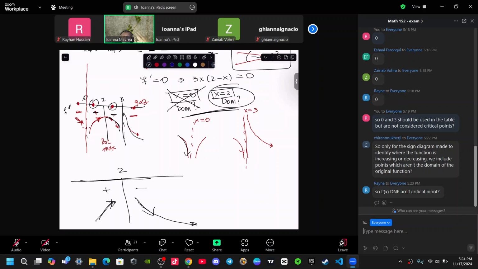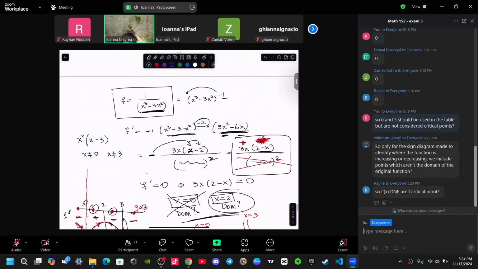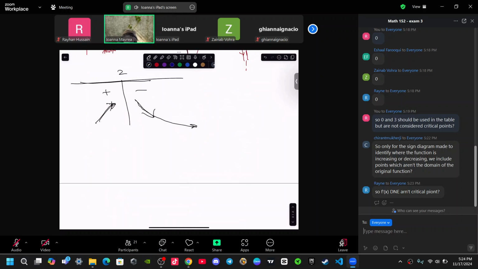Yeah, if the derivative doesn't exist, you have critical points as long as they are in the domain of the function. This particular one had no such issue. The function here looked like this. The derivative looked like this.